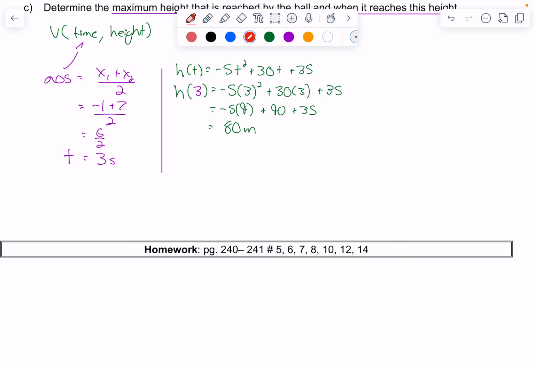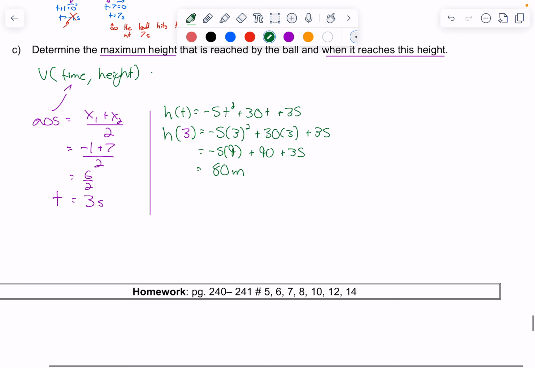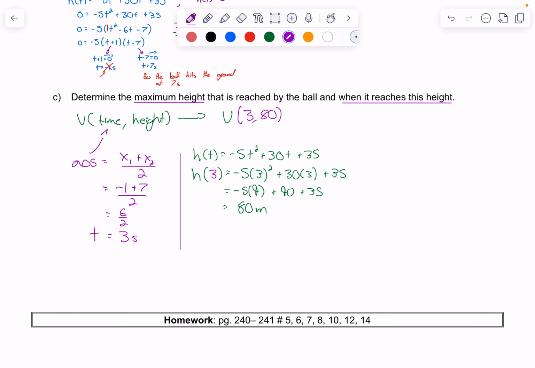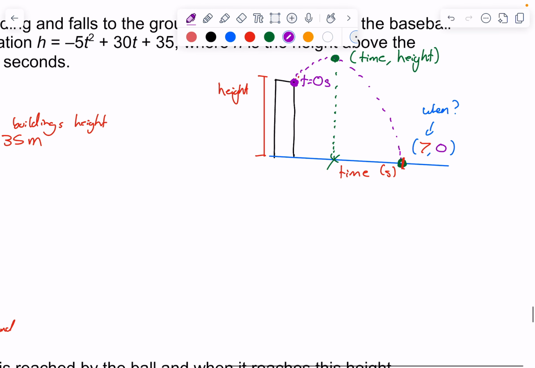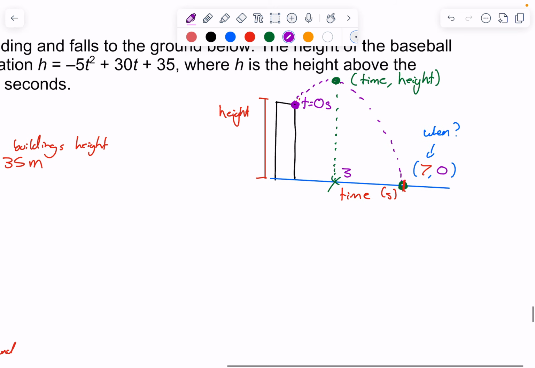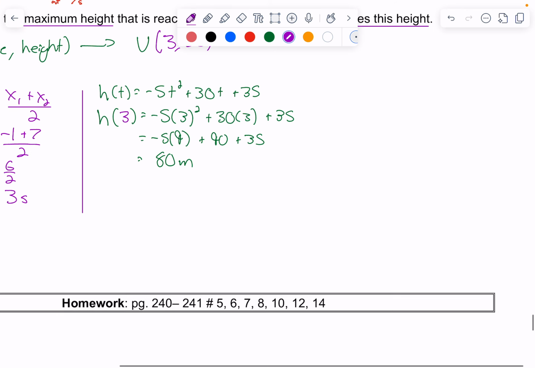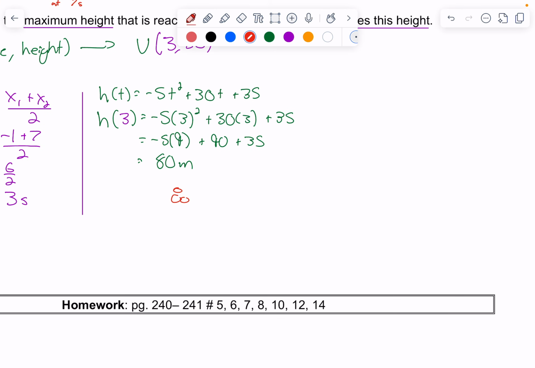Before we say therefore, let's just give it context. Your vertex is at the coordinate (3, 80). That means, in our picture up here, at 3 seconds, you have a height of 80 meters. So 3 and 80. Therefore, the max height is 80 meters at 3 seconds.